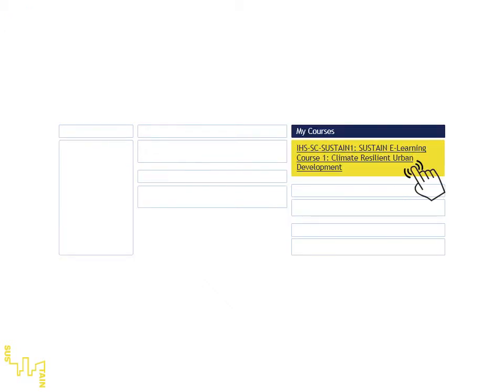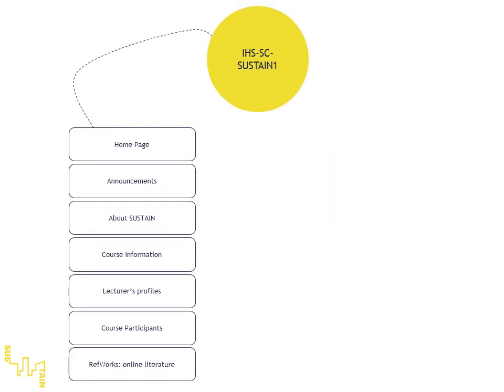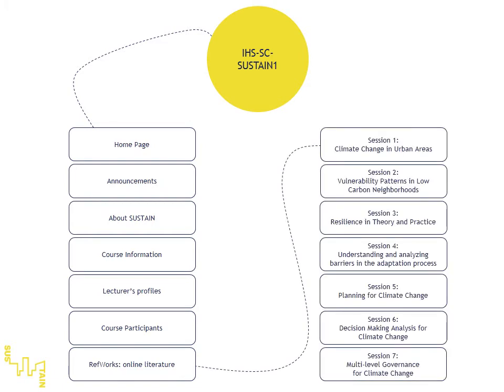On the Blackboard main page, you can click the link to go inside the Sustain e-learning course on climate resilient urban development. Within the e-learning course, on the left-hand side, you can find different sections ranging from announcements to course information. Moreover, this contains the different learning sessions from Session 1, Climate Change in Urban Areas, to Session 7, Multi-Level Governance for Climate Change.